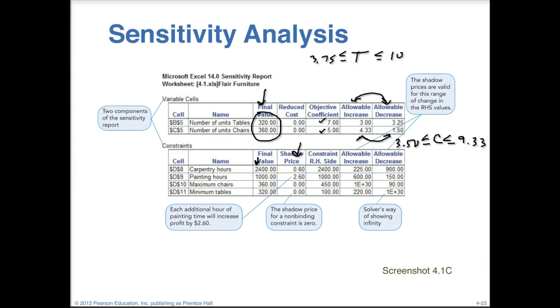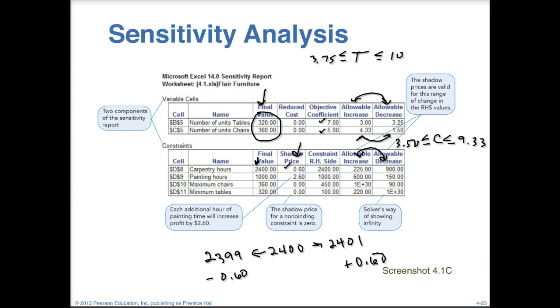So for our carpentry hours, we see that the shadow price is 60 cents. So what that means here is that if I wanted to change my carpentry hours from $2,400 to $2,401, then my actual profit would go up 60 cents. If I wanted to go down to $2,399, then my profit would decrease by 60 cents. And this is true as long as we stay within these values here.